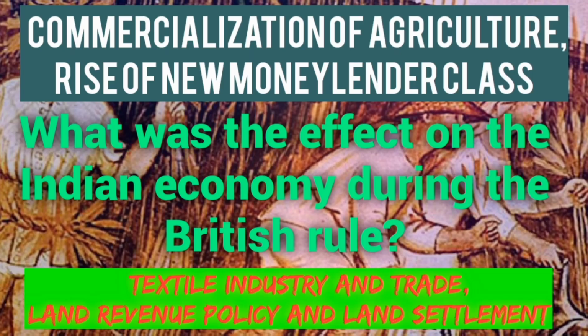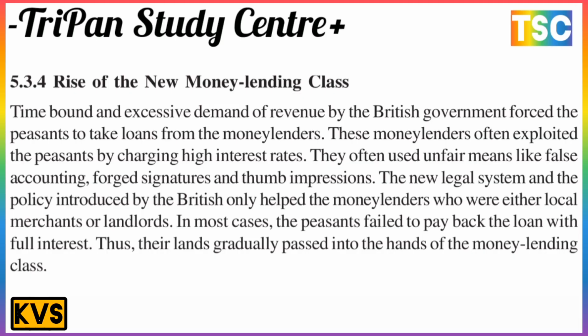The next heading: rise of the new money lending class. The time-bound and exclusive demand of revenue by the British government forced the peasants to take loans from moneylenders. These moneylenders often exploited the peasants by charging high interest rates. They often used unfair means like false accounting, forged signatures and thumb impressions.